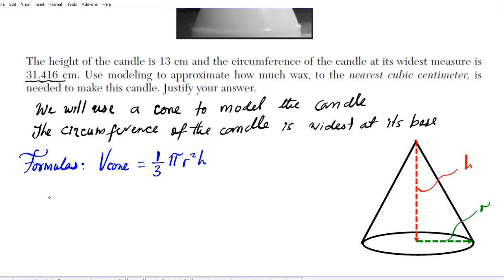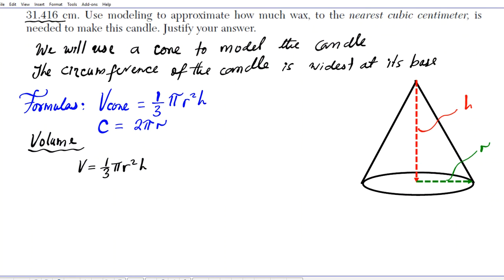So we want to find the volume first. So we're going to use this formula. Oh wait, there's another formula that we need, which is the circumference formula. Circumference of the base is 2 pi r. So let's do the volume first. So we have V is equal to 1/3 pi r squared h. We need r and h to compute this.